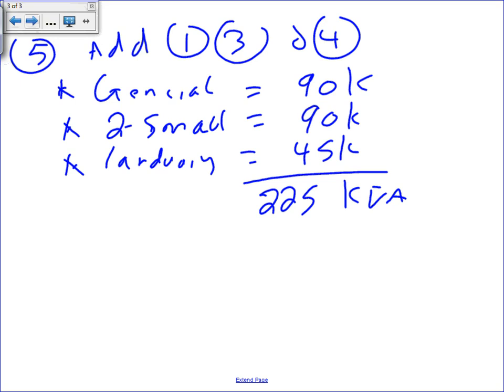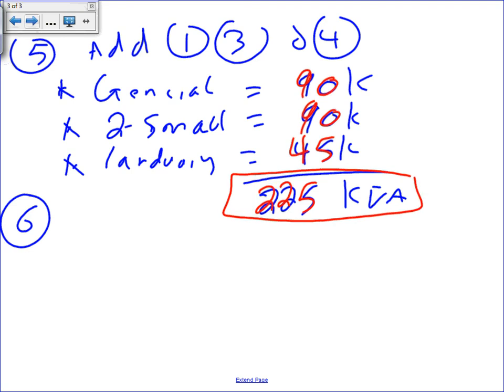This is just adding up. Number 6. And this would be my 90K, 90, 45, 225K. I just put them in. And I want to highlight this one. Then, step number 6, demand. That's easy. Demand load.